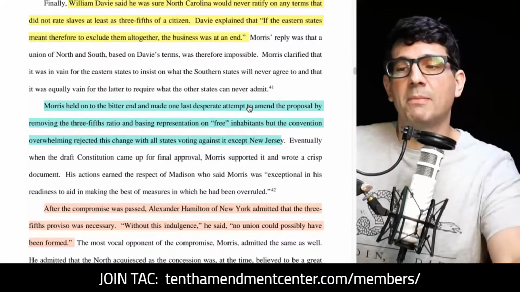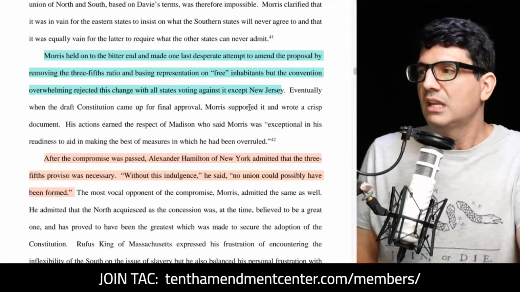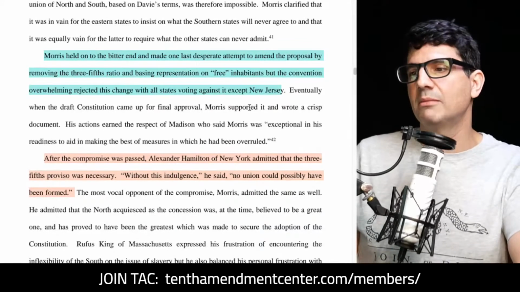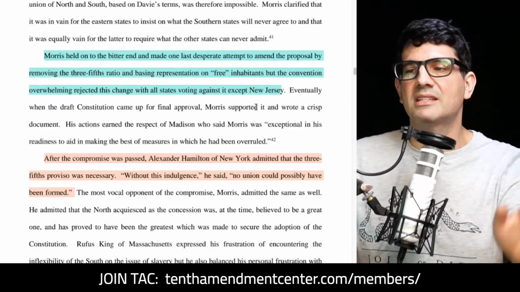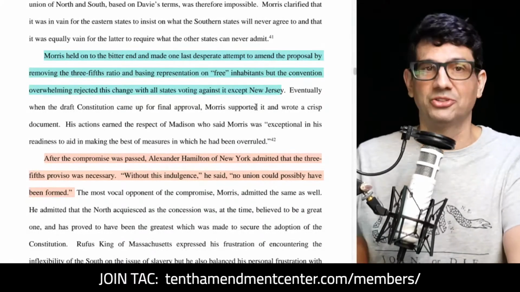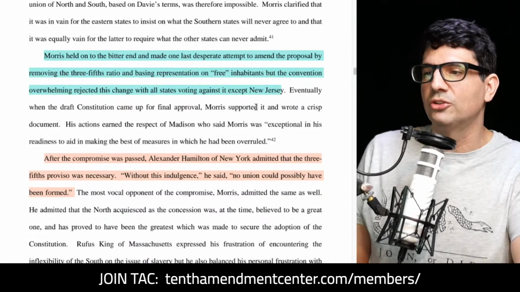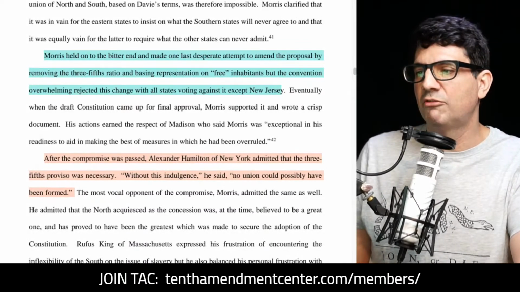And then after the compromise was passed, Michael writes, Alexander Hamilton of New York, well, everybody thinks he was anti-slavery, and I guess it was, we can grade on a curve maybe. He admitted that the Three-Fifths Proviso was necessary. And this is how Hamilton put it. Without this indulgence, it's amazing how he puts this. Such a royalist. Without this indulgence, he said, no union could possibly have been formed.